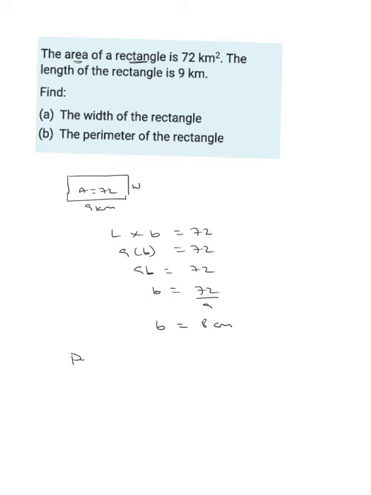Then they asked us for the perimeter. So then you always write down the formula. So the perimeter of a rectangle, again, is one that you need to know. It's 2 times length plus 2 times the breadth, and then just fill in for the length and the breadth. The length they told us was 9, and we got the breadth to be 8. So that would give me 2 times 9, which is 18, plus 2 times 8, which is 16. So that would give me the perimeter to be 34 centimeters.